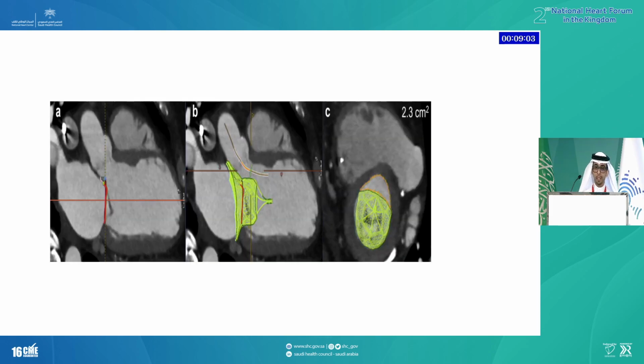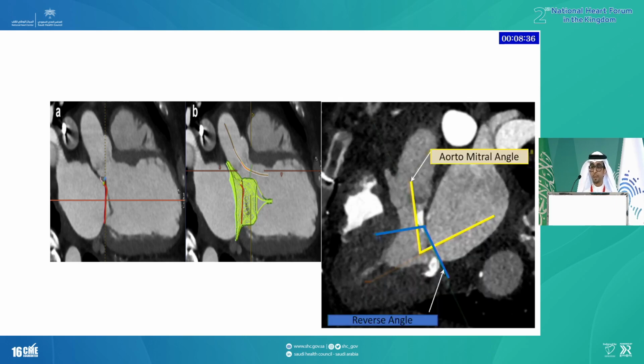And we can do that with special software where you can virtually implant the device, and at the end of systole, you can measure the neo-LVOT. If it is less than 1.7 square centimeters, the risk of obstruction is high. If it's more than 2.3, risk of obstruction is unlikely.